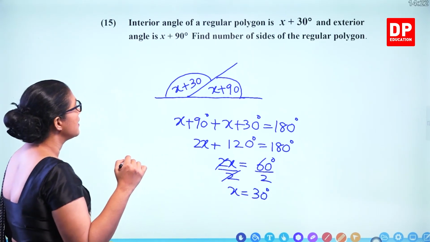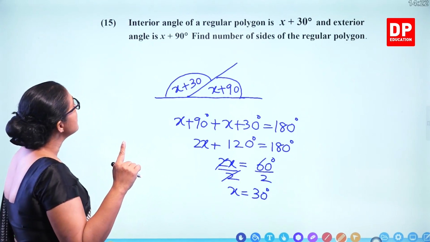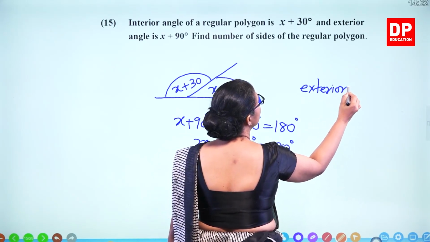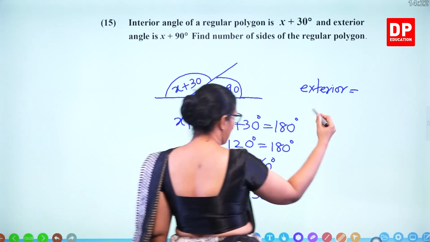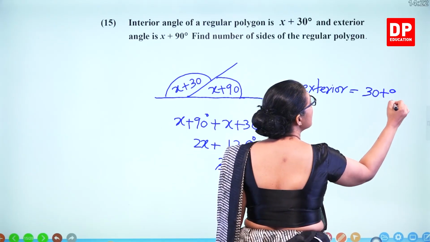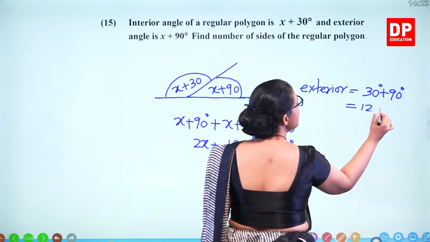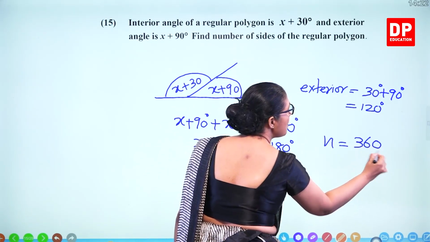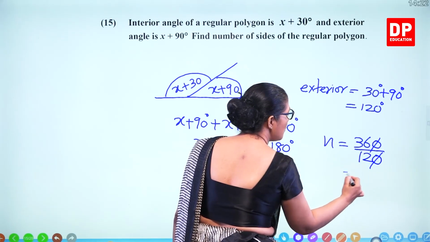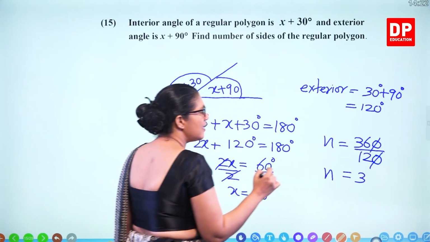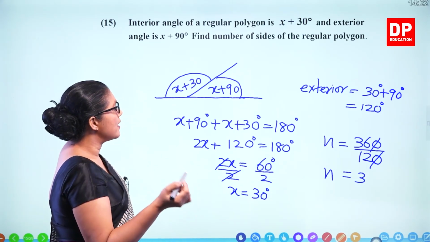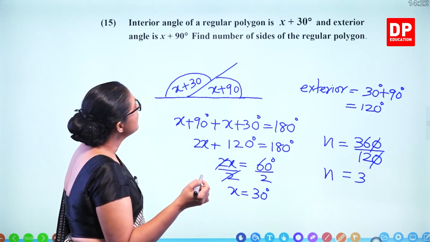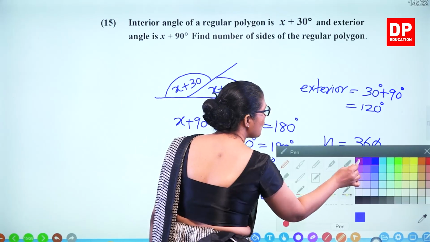x is 30. So what is the exterior angle then? Exterior becomes x plus 90. So 30 plus 90, you get 120. So what's the number of sides? 360 divided by the exterior angle, you get 3. So that's an equilateral triangle. Regular polygon, that's the equilateral triangle with 3 sides. n equals 3. So 2 marks for that.